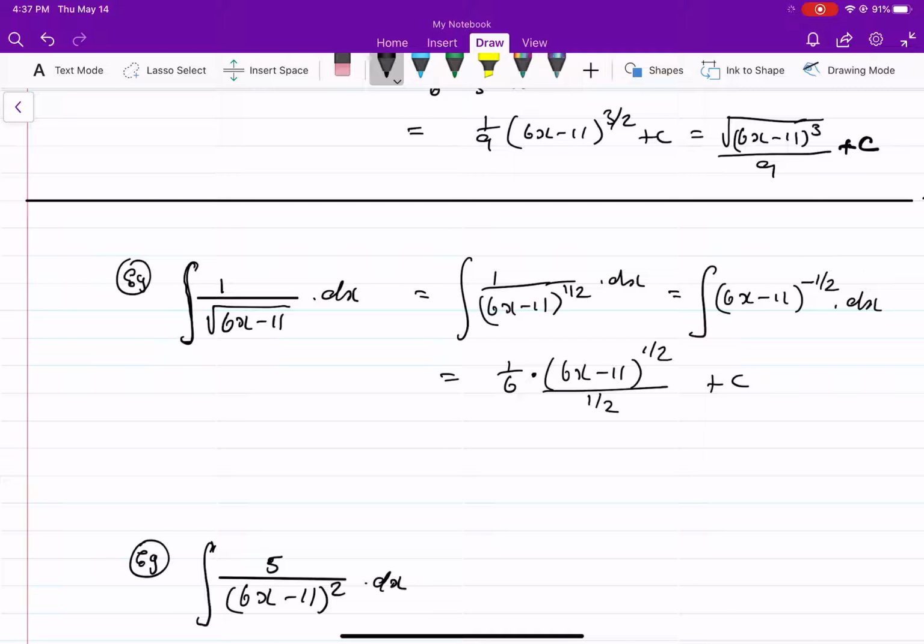Okay, upturn the half and multiply. So this becomes 1/6 times 2 over 1 times 6x minus 11 to the power of a half plus c, which finally gives me 2 over 6 is a third. And I can write the 6x minus 11 to the half as the root of 6x minus 11 plus c. Voila.